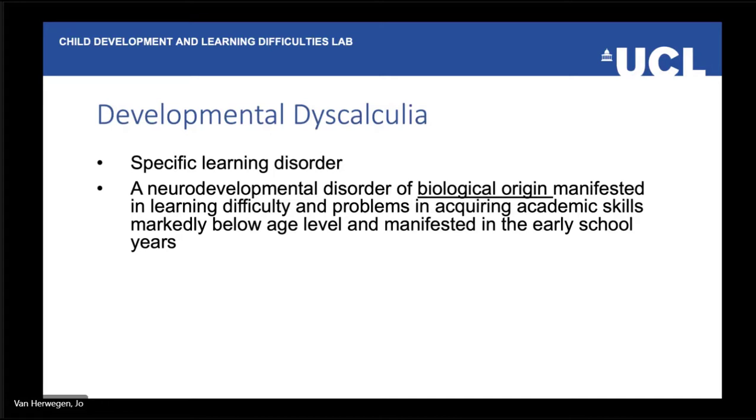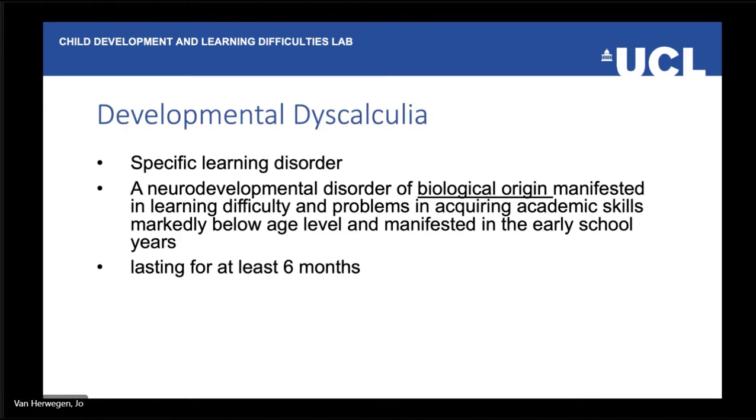In the new DSM-5 criteria, which is the manual we use to diagnose children with special needs, this biological origin is new compared to previous versions. We'll talk a little bit more later about what these biological origins are, where this might come from in terms of brain development and genetics. The other important change in the DSM-5 criteria is that in order to get a diagnosis for developmental dyscalculia, the difficulties that children are experiencing should be there for at least 6 months.